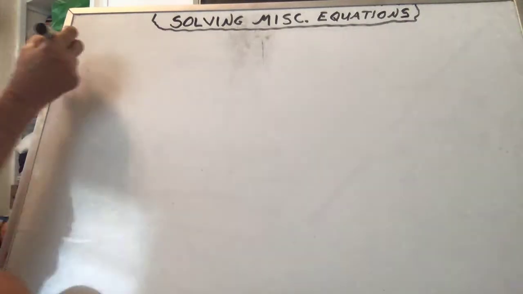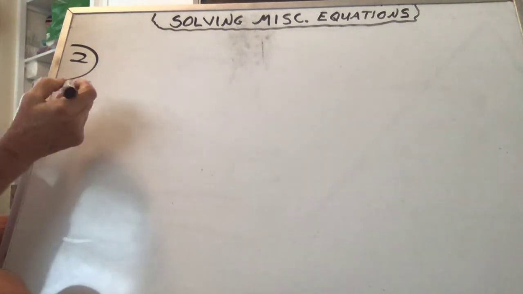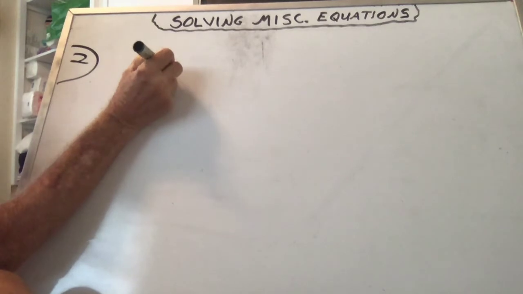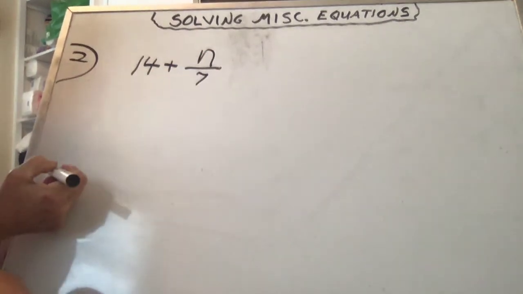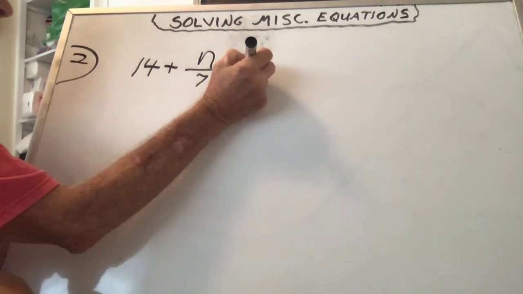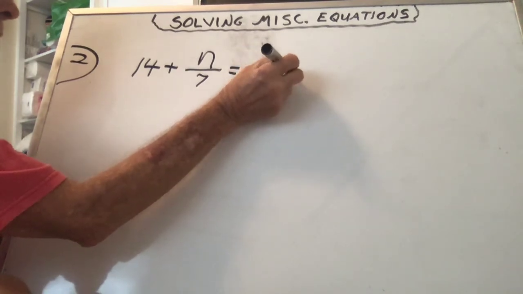Okay, so we're on example number 2. Here is 14 plus n over 7 equals negative 70.